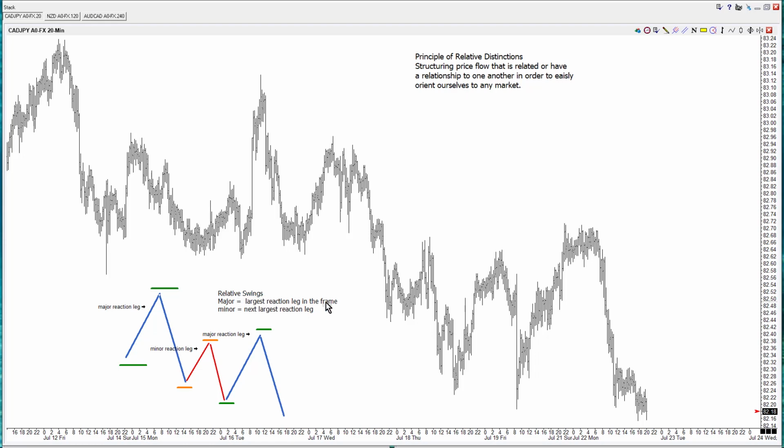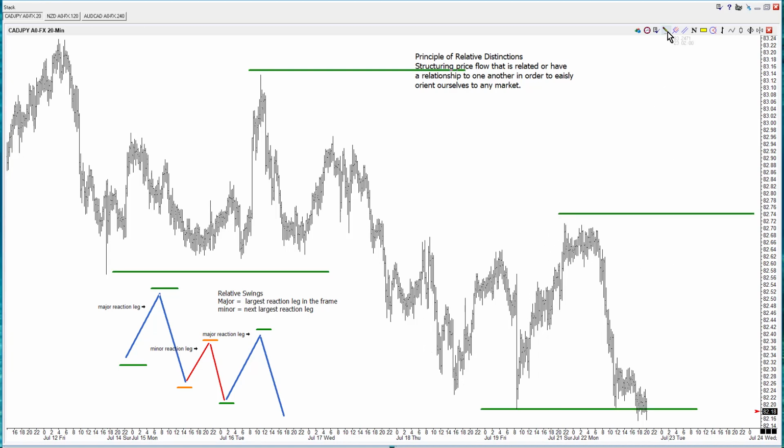Major is the largest reaction leg in your frame, right? There's the reaction leg, impulse leg. Minor is the next largest. This will help us frame up a market. I purposely chose something that looks a bit messy, but it's pretty simple. Learn to isolate your structures, your swings. And so we'll see, even though it looks messy, we have a reaction leg, and you see that they're about the same size. They're relative. We now have relative swings in a market.